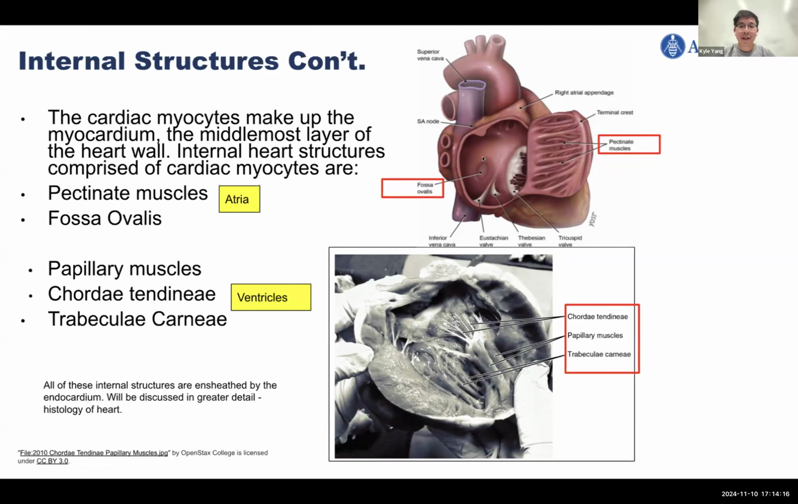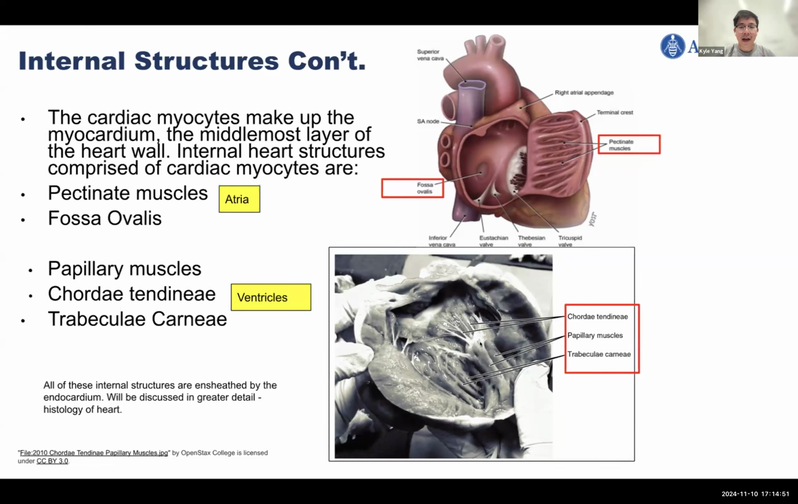And then finally, you have the fossa ovalis, which is this little hole in your heart here. It is the remnants of another structure called the foramen ovale, which essentially was important for blood flow in fetal development. But after you're born, it closes, and the only thing that's left of it is this little structure, the fossa ovalis. And then finally, in the ventricles, we have our papillary muscles, which are these bigger looking muscles here.